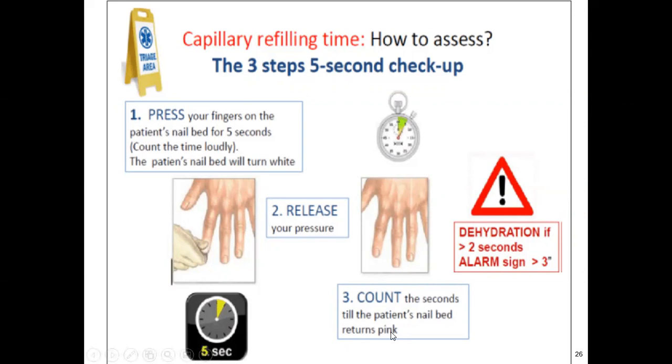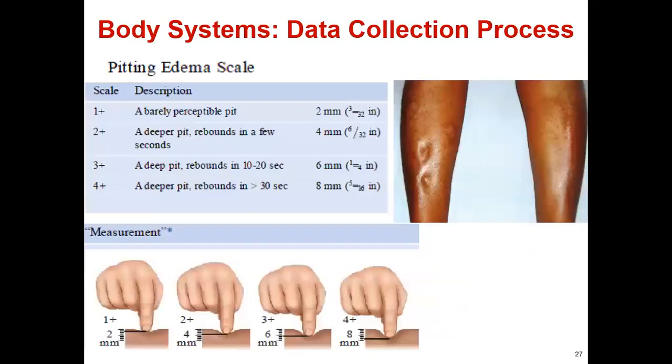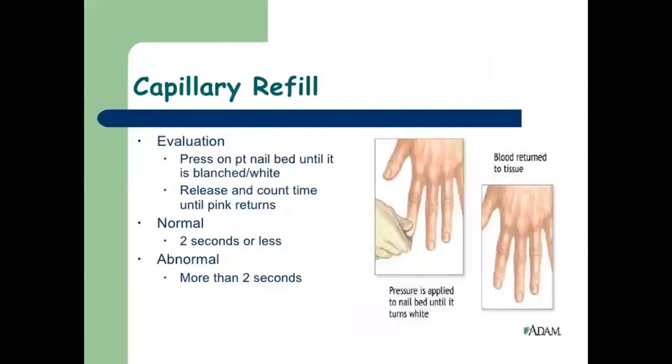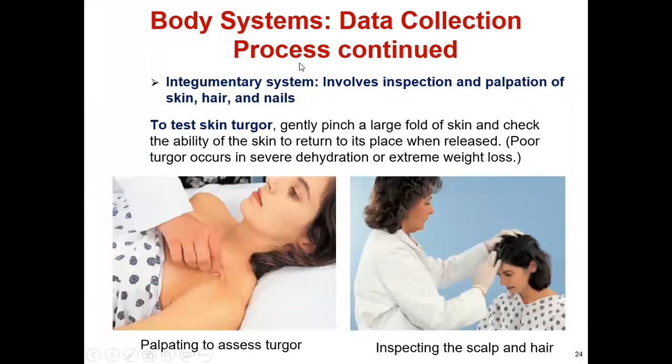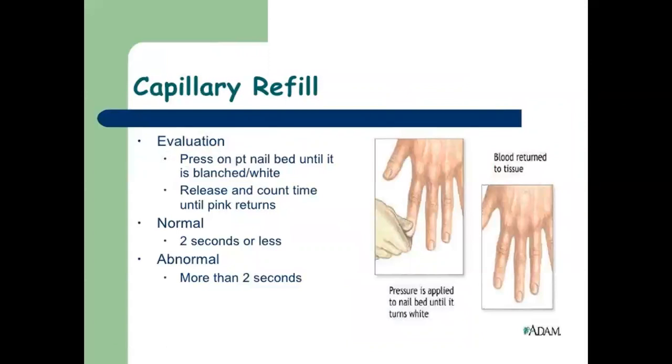If the patient is healthy, it takes less than 3 seconds. Some books say 2 seconds. If the patient has any disorder or dehydration, it should take more than 2 seconds, right? So it means the patient has some problem. The NCLEX board likes to ask questions from here: evaluation, normal findings, abnormal findings.